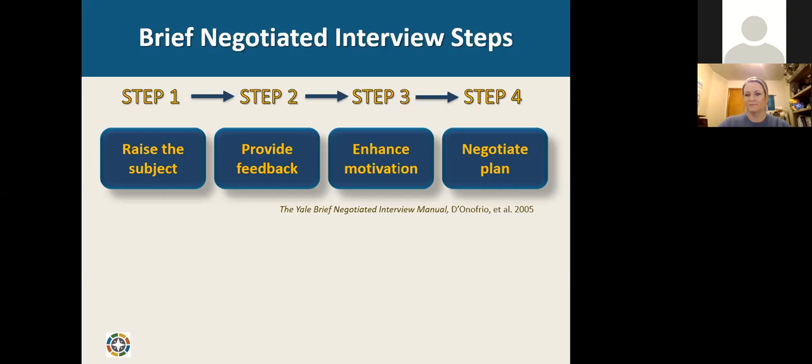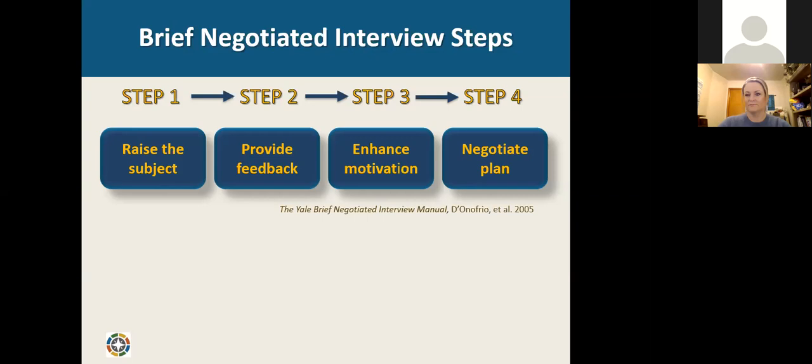So again, whether that's reducing use, abstaining from use, and also maybe taking a referral on to more intensive treatment, all of that in step 3 is addressed. And then in step 4, we always want to negotiate a plan. What's the next step? What are you willing to do? What do you think you'll do?